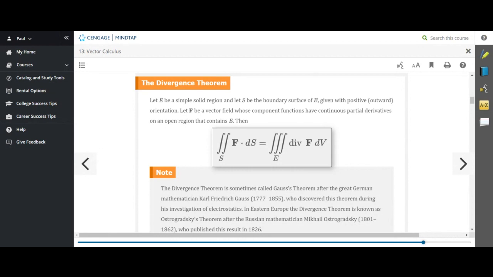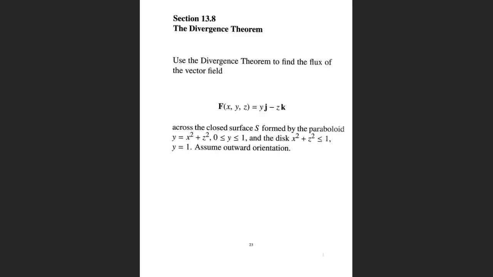I want to look at an example. I want to go back to that example that we looked at in section 13.6. Do you recall this example where we wanted to find the flux of the vector field across a closed surface S formed by the paraboloid y equals x squared plus z squared, and the disk x squared plus z squared is less than or equal to 1, y equals 1?